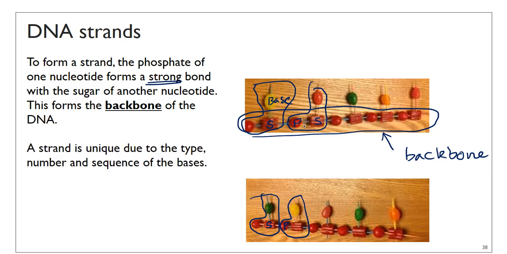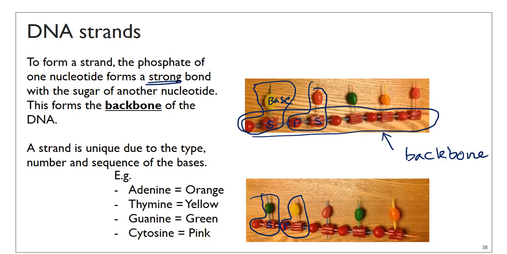And then a strand is unique due to the type, number, and sequence of the bases. So if we look here, adenine is orange, so that's adenine. Thymine is yellow. So thymine, and then you have guanine and cytosine. So even though both strands have the same number of nucleotides, these two strands are different from each other because one of them will have the sequence of T, C, G, A, C.